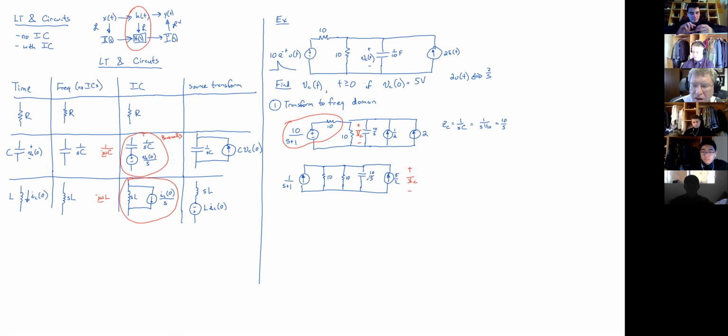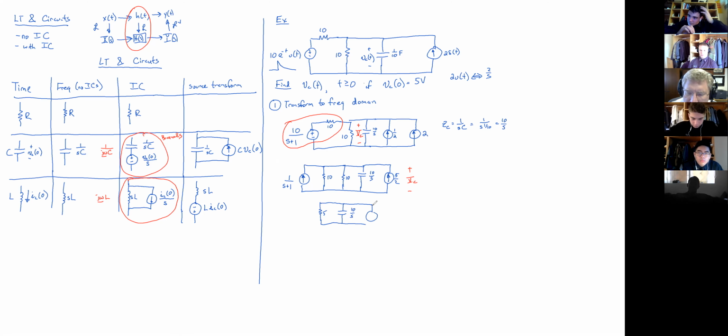Because these 10, all these guys are in parallel, right? So you already know what 10 in parallel with 10 is. What is it, Charles? 5, sir. Yeah, that's just 5. So we've got our 5 here, and we've got our 10 over S here. And it doesn't matter if we draw it on the left or the right. These guys are still going in the same direction. They're still pointing upwards. So that's 1 over S plus 5 over 2.